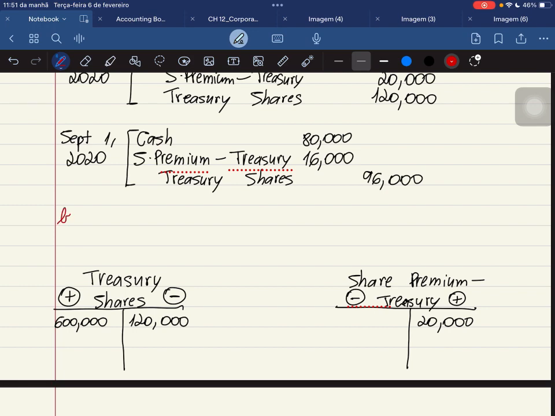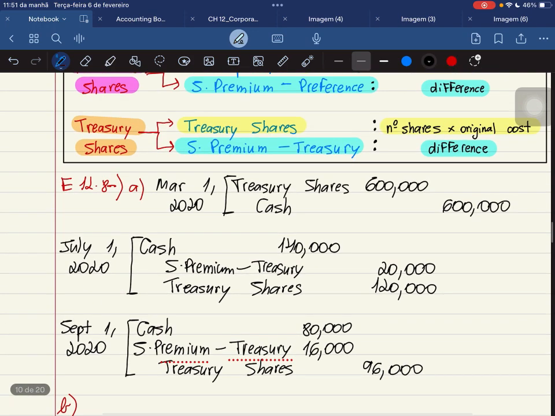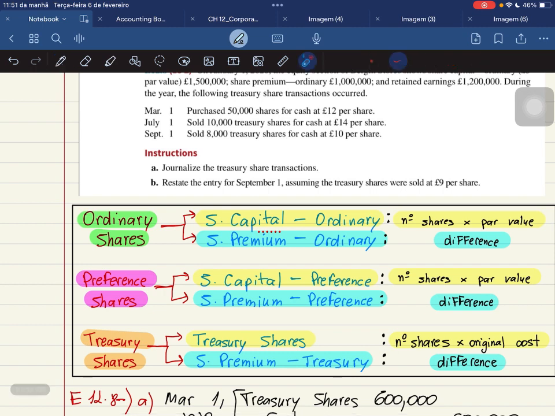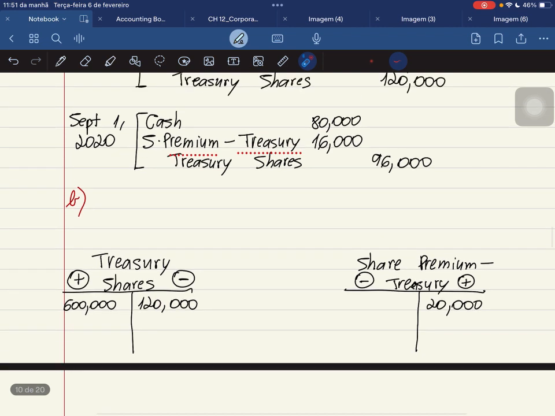For letter B, restate the entry for September 1st, assuming that the treasury shares were sold at 9 per share. Okay, so if we are restating the entry of September 1st, it's kind of like we're going to pretend that this entry did not exist, right? So the first thing that we need to do is make sure that our T accounts are updated. On September 1st, we debited 16,000 and we credited 96,000, right? So what we have to do is come here and erase that 16,000.